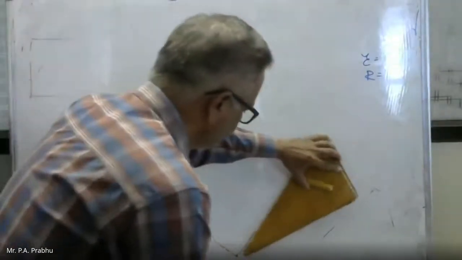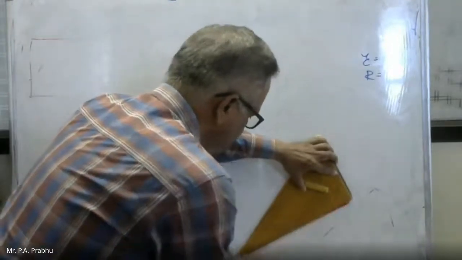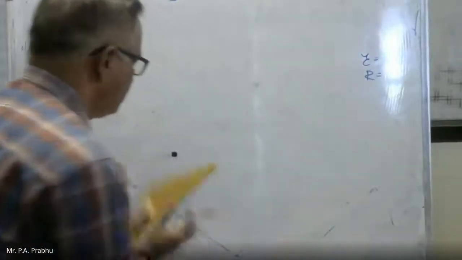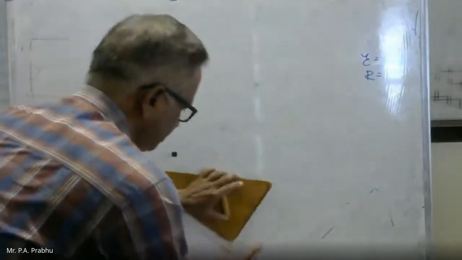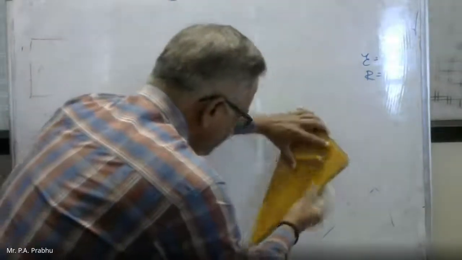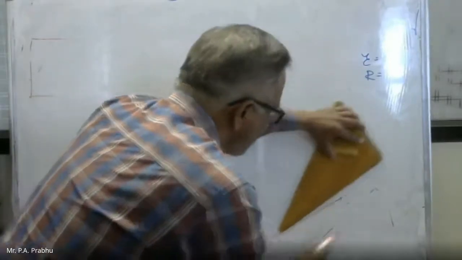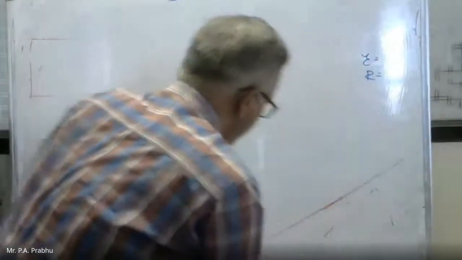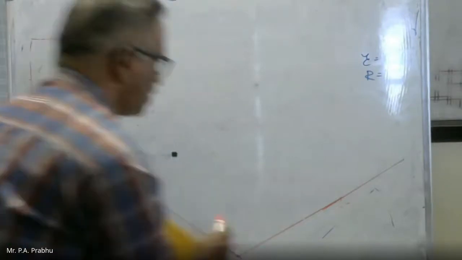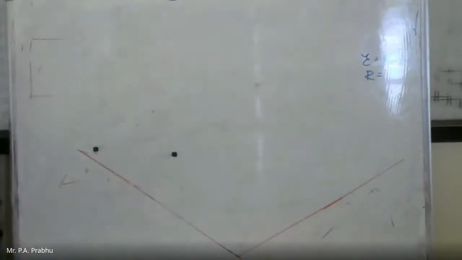I don't have a protractor, so I will use the set square. 90 plus 30. First, I will mark the 90 degree, then 30 degree. Like this, I have first marked the angle 120 degree. Okay.